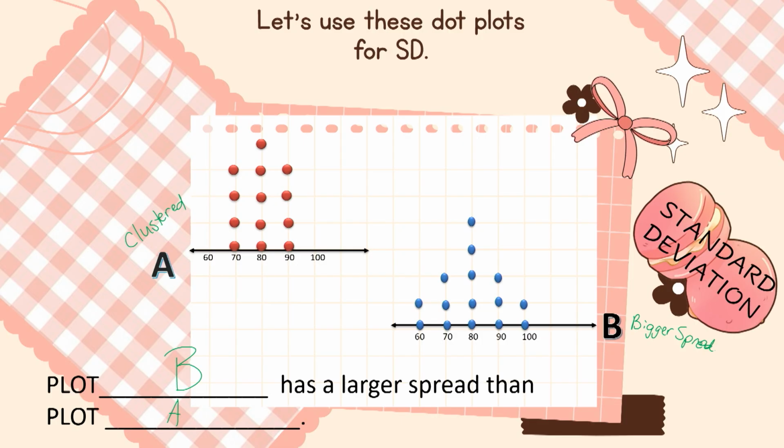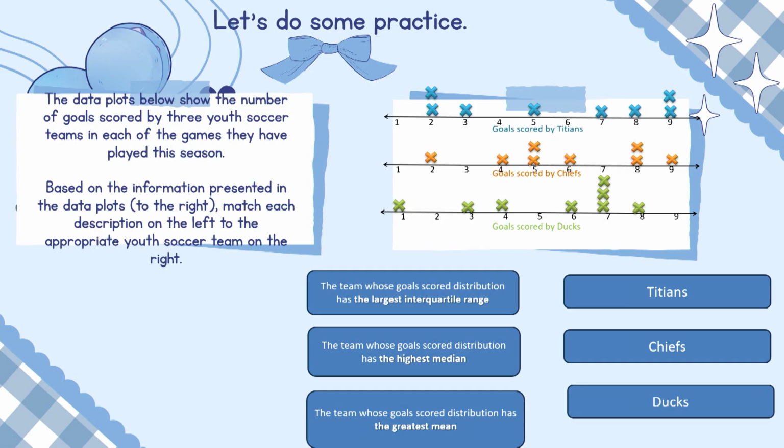And we can see that visually because B is spread out from 60 to 100, where A is clustered between 70 and 90. So we want to make sure that we are looking at these different pictures to get the information that we can. So let's do some practice. The data plots below show the number of goals scored by 3 soccer teams in each of the games they have played this season. Based on the information presented in the data plots to the right, match each description on the left to the appropriate youth soccer team on the right.